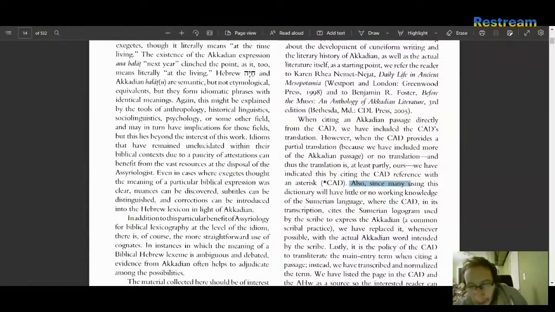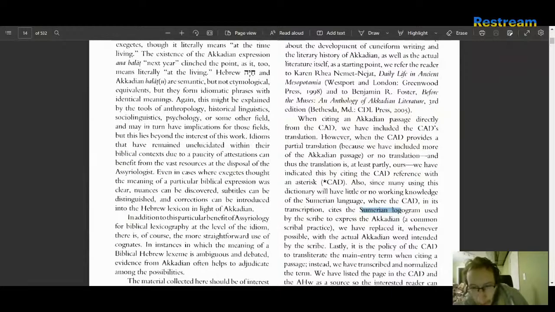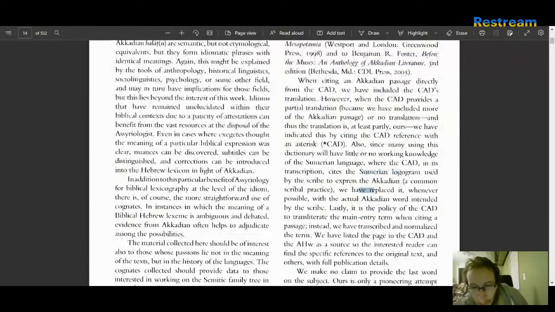Also, since many using this dictionary will have little or no working knowledge of the Sumerian language, where the Akkadian dictionary in its transcription cites the Sumerian logogram used by the scribe to express the Akkadian, we have replaced it, whenever possible, with the actual Akkadian word intended by the scribe. Lastly, it is the policy of the Akkadian dictionary to transliterate the main entry term when citing a passage. Instead, we have transcribed and normalized the term.